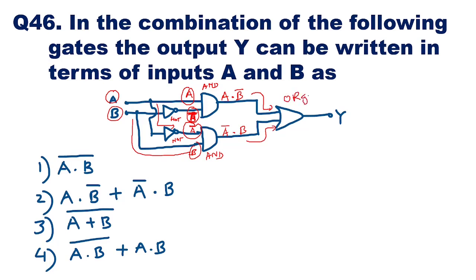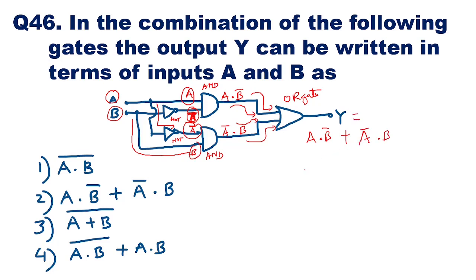So this is your OR gate, and the two inputs are A into B bar here and A bar into B here. So these two inputs will be added by the OR gate. If you see the ORing operation here, the output will be the first input A into B bar plus A bar into B. This will be your Y.